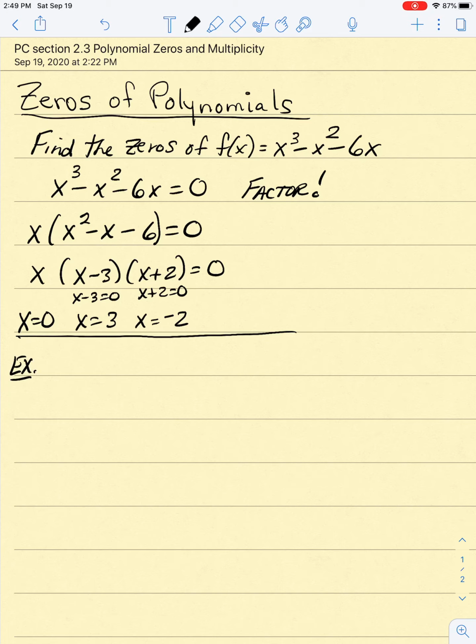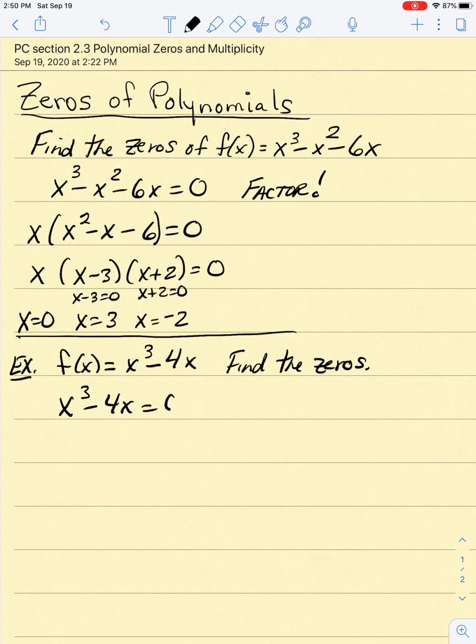Some of you say sometimes you'd like to see a second example. So let's throw one in here. How about f of x equals, how about x to the third minus 4x? Okay. And the directions again say find the zeros. All right, so x to the third minus 4x equals 0. Okay, again, we have an x in common, so I'm going to factor that out.